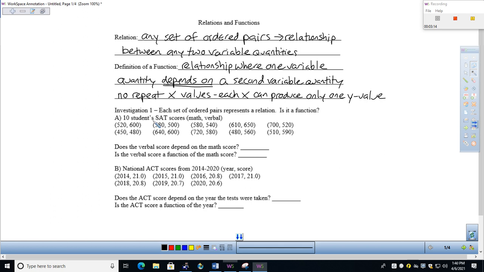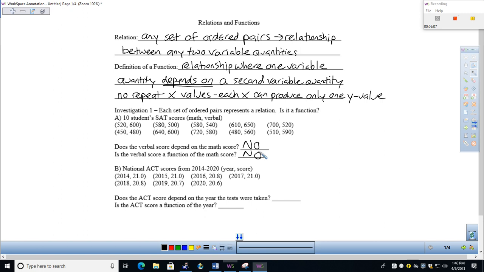And I think you'd probably agree with me that no, certainly the verbal score does not depend on the math score. They are independent of one another. And so conceptually speaking, we would say, well then is the verbal score a function of the math score? No, absolutely not, because one does not depend on the other.